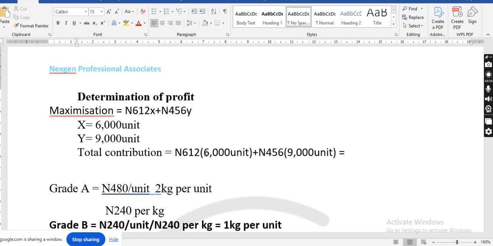Don't forget, this question is rich. That is why it is a compulsory question. So you need to go back and study it. You need to go back and study it. So what do you have? What is the total contribution?